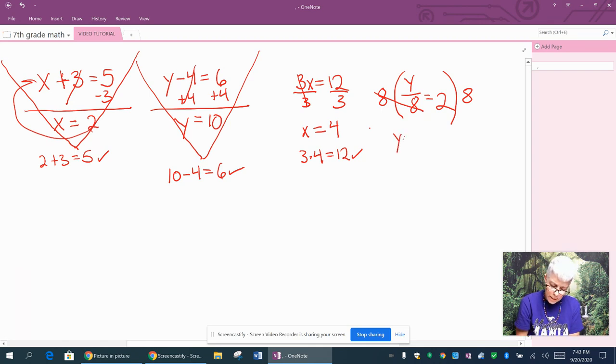So y is by itself. 2 times 8 is 16. I can easily check my work on this. 16 over 8 equals 2, and that checks out. We are good to go.